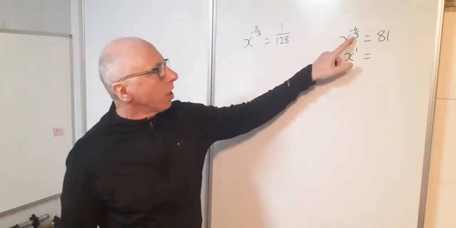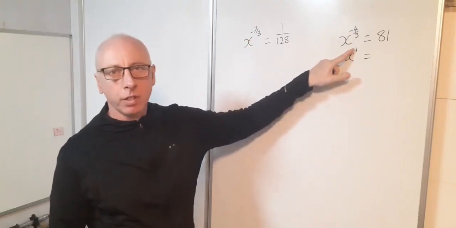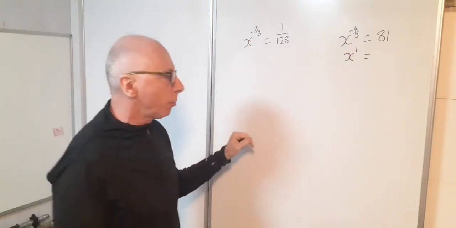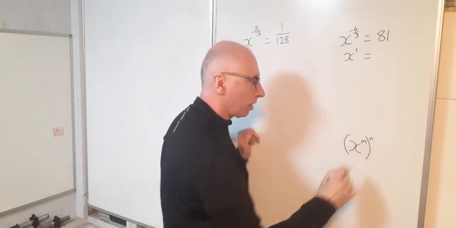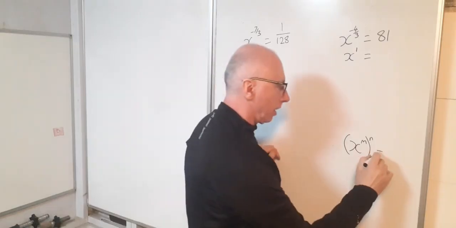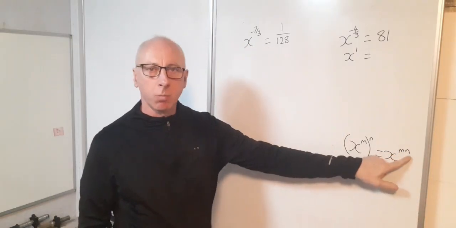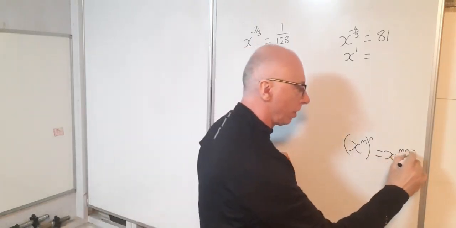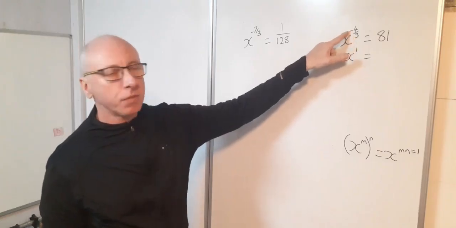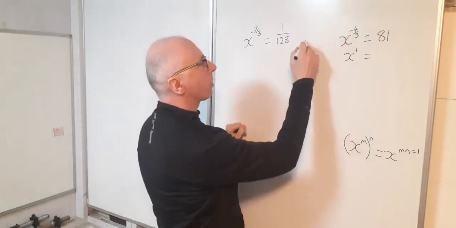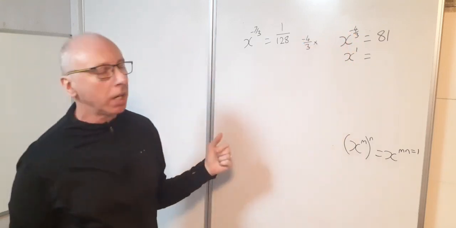So what we've got to try and do is to get these fractional indices to the value of 1. First of all, we're going to work on the property of x to the power of m raised to the power of n equals x to the mn. So this is what we want to equal 1. If mn equals 1, that's what we're looking for. In this case, we've got minus 4/3. So if I write minus 4/3 here, we want to multiply that by some number to get 1.